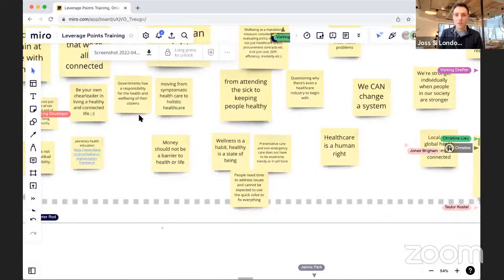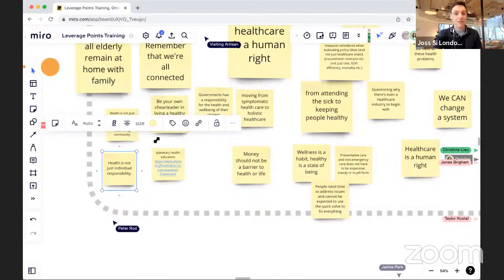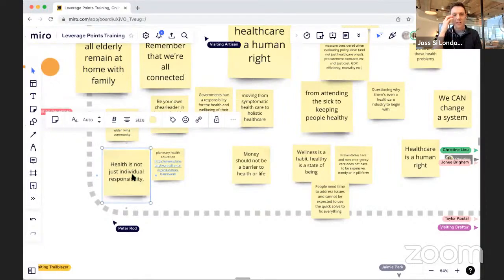Yeah, money should not be a barrier to health of life. Health is not just individual responsibility. Yeah, a collective thing, right? We've learned a bit about that during the pandemic, but before we really thought about this kind of reductionist thing. It's every individual for themselves. Pandemic, we saw it's not really the case. What I do affects other people. This is actually a group and societal level thing also.